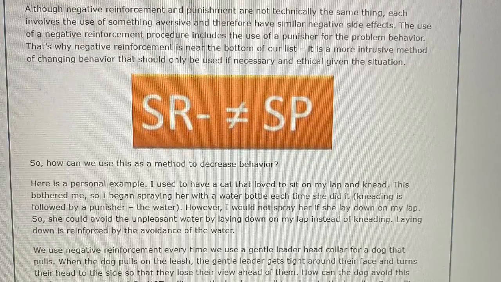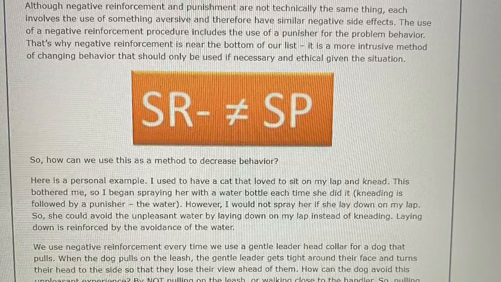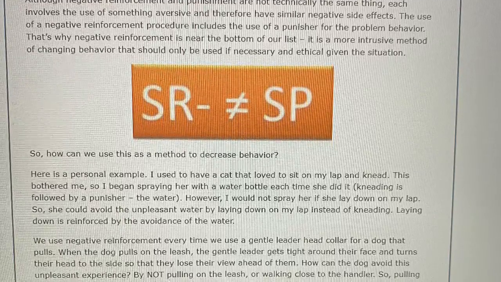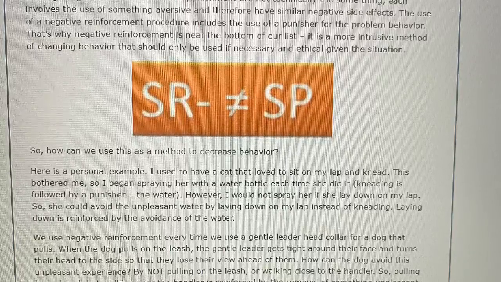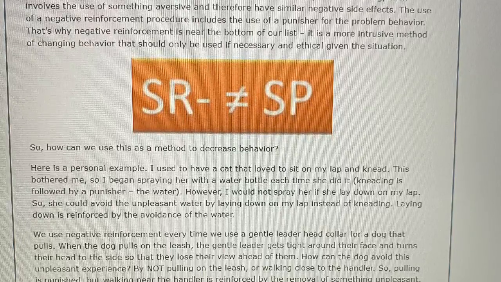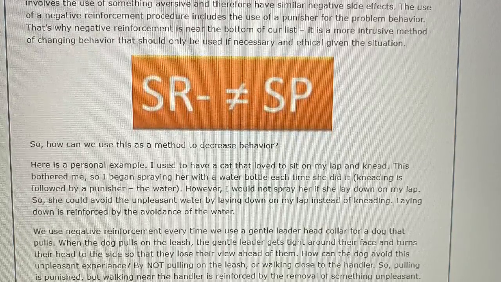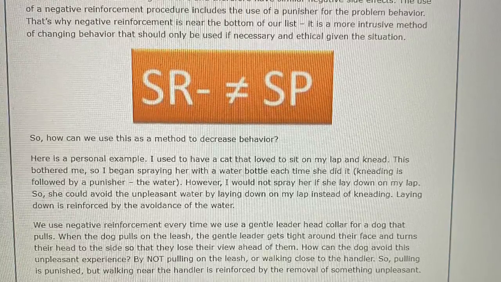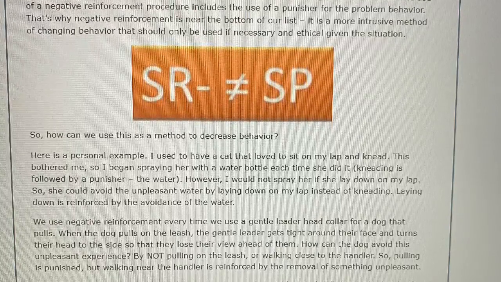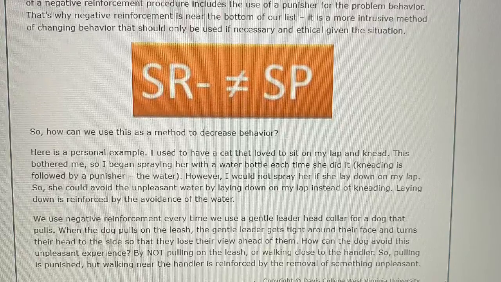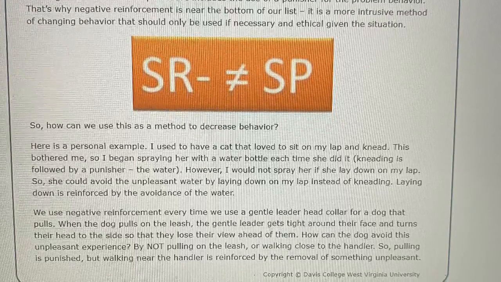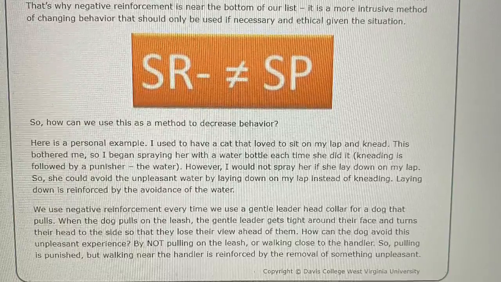We use negative reinforcement every time we use the gentle leader head collar for a dog that pulls. When the dog pulls on the leash, the gentle leader gets tight and turns their head to the side so that they lose their view ahead of them. How can the dog avoid this unpleasant experience? By not pulling on the leash or walking close to the handler. So pulling is punished, and walking near the handler is reinforced by the removal of something unpleasant.